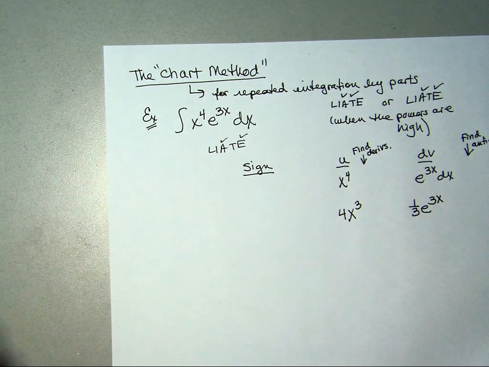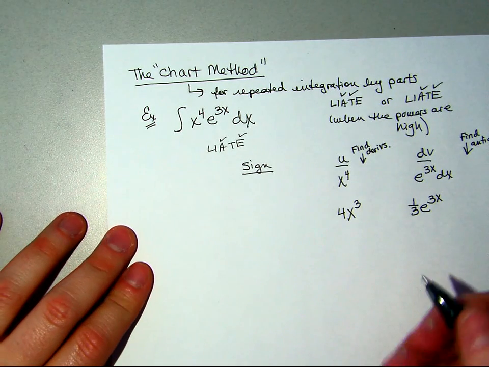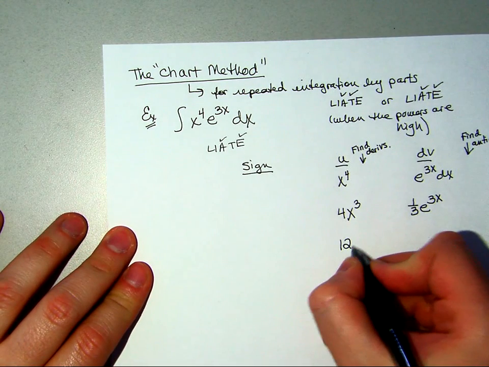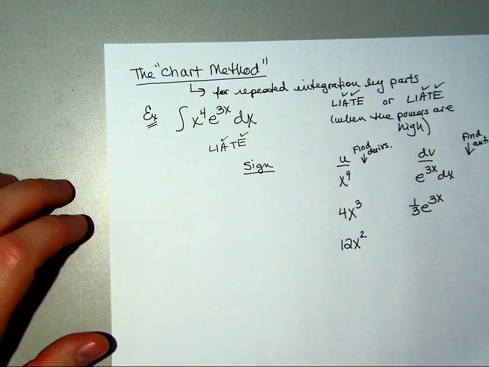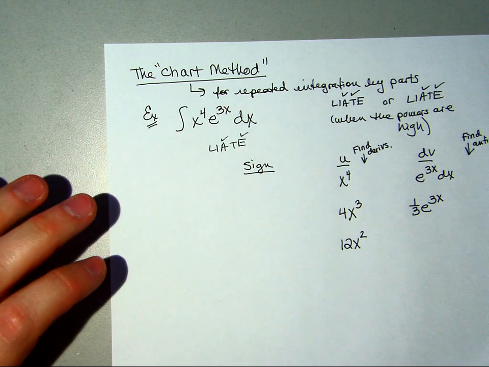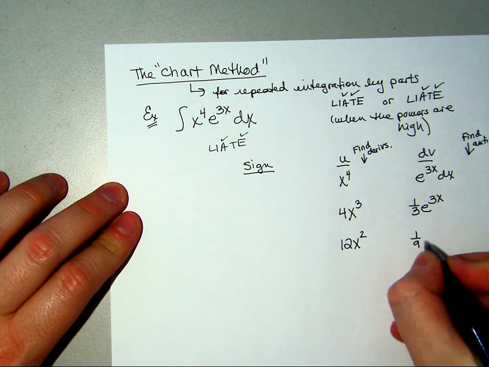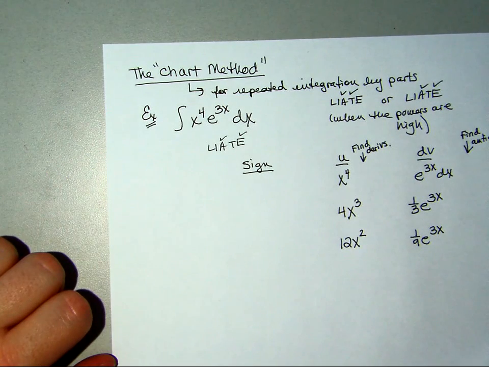What is the derivative of 4x cubed? What is the antiderivative of 1/3 e to the 3x? 1/9. The 1/3 was already there. Let's move another 1/3 out front and make this 1/9 e to the 3x. Guess what? I'm going to do it again. 24x.